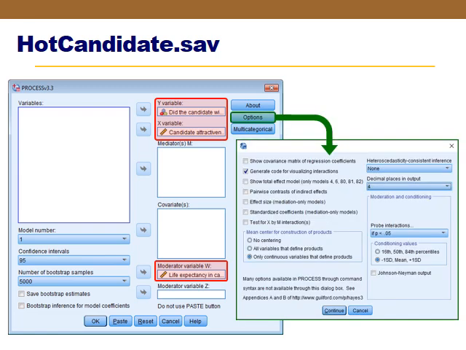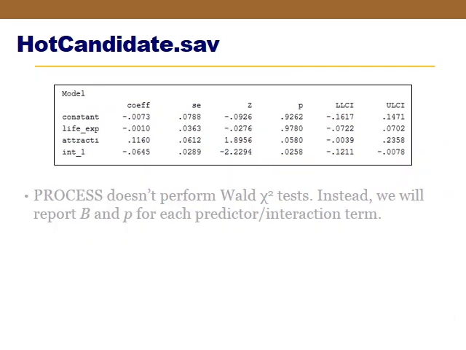In the options menu, we're going to do the things that we usually do. So we're going to generate code for visualizing the interactions. We're going to ask Process to mean center our continuous variables, and we're going to set the simple slopes analysis at plus or minus 1 standard deviation. So all the stuff that we normally do. And again, remember, we don't have to do anything special with the Y variable because Process will automatically detect that it's a binary variable. Okay, so we run the test.